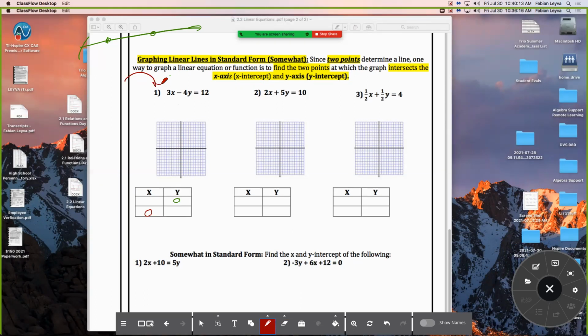Now, before we go on, again, remember, I chose 0 for x to find my y-intercept, and I chose a 0 for my y to find the x-intercept. So let's go ahead and find the y-intercept first. And let's go ahead and plug in a 0.